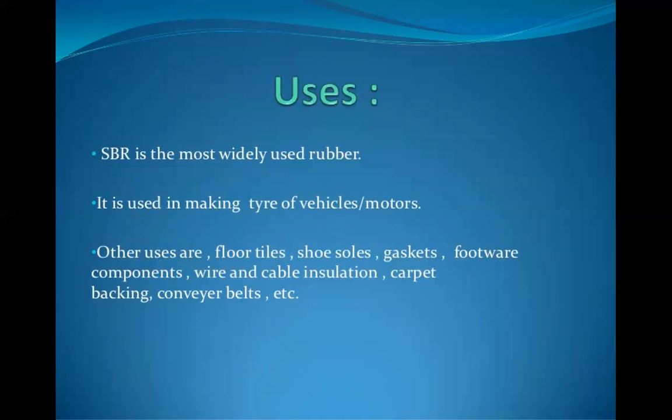Coming to the uses, styrene butadiene rubber is widely used as a rubber in the manufacture of tires, and is used in the footwear industry for making shoe soles and footwear components. It is also used for making wire and cable insulation, floor tiles, tank lining in chemical industries, and as adhesives.